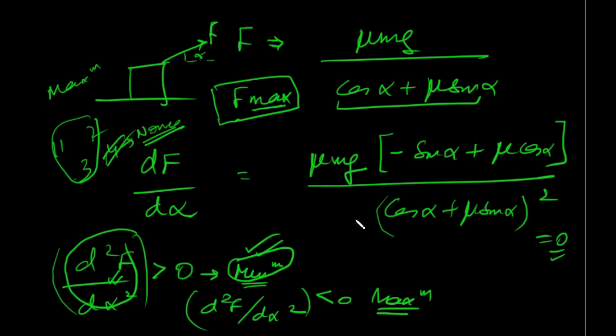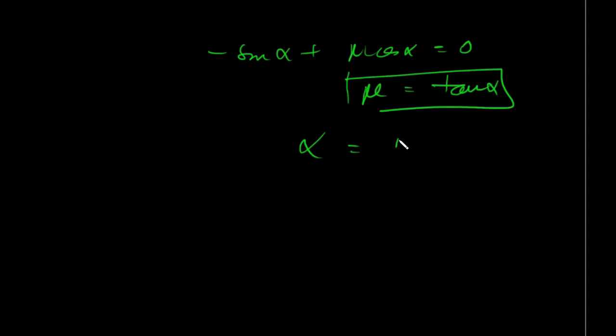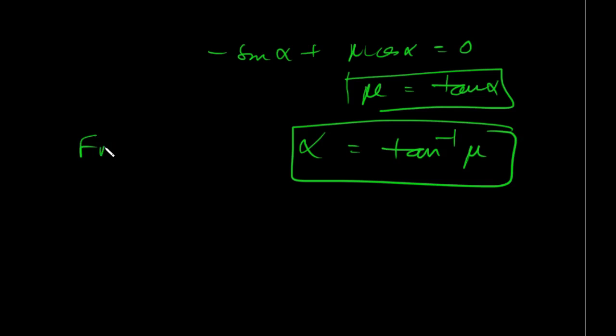Okay, so this differential dF by d alpha was 0 for F to be either max or min. So what will be alpha? This will be 0. So minus sin alpha plus mu cos alpha would be equal to 0, and mu equals tan alpha, and alpha would be equal to tan inverse mu. So for F to be either max or min, alpha has to be tan inverse mu.